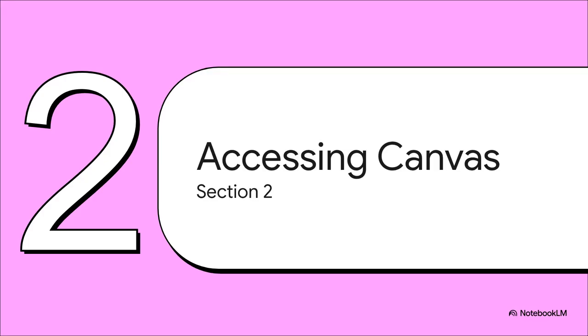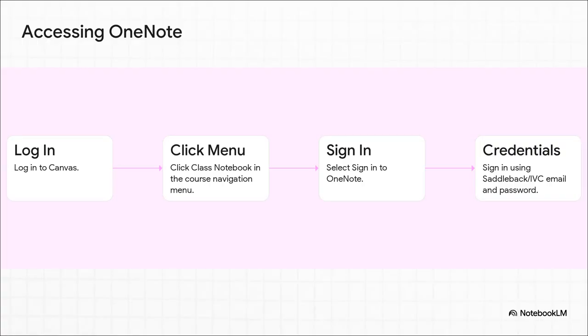Moving right along to Section 2, accessing through Canvas. Let's actually get you logged in and open the front door to this workspace. Getting in literally takes just 4 easy steps. First off, simply log into your Canvas account, just like you always do. From there, click on Class Notebook over in the Course Navigation menu. Next up, hit Sign in to OneNote. And to finish up, you'll just sign in using your Saddleback College or IVC email address along with the exact same password you use for Canvas. Boom! It really is that simple to get connected.